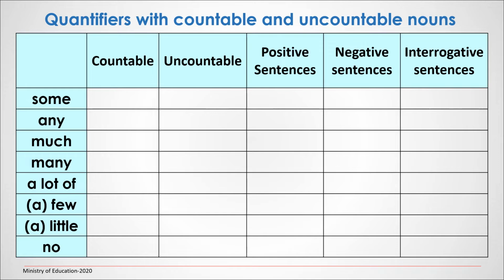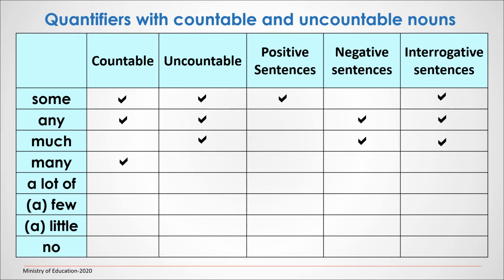Let's start. The first quantifier, some, we can use with countable, uncountable, positive sentences, and interrogative sentences. Any: countable, uncountable, negative, and interrogative sentences. Much: uncountable, and negative sentences, and interrogative sentences, which is the question.